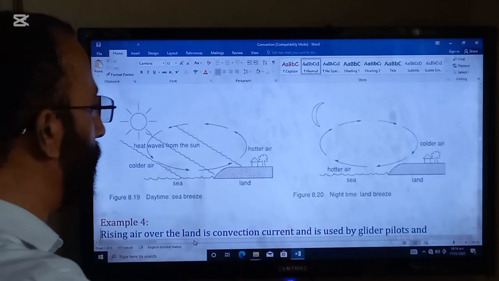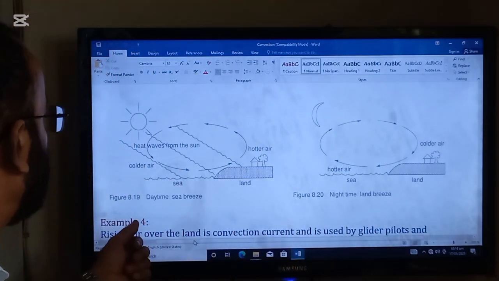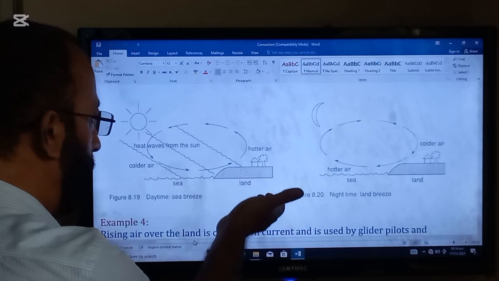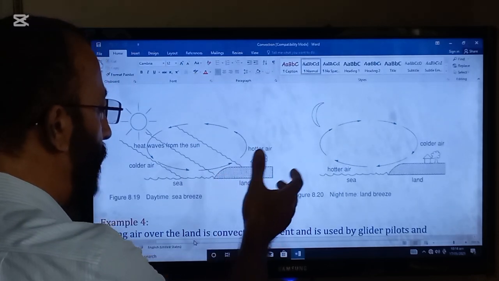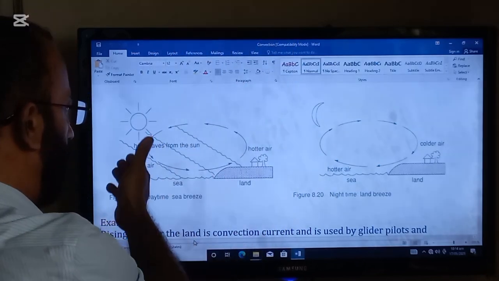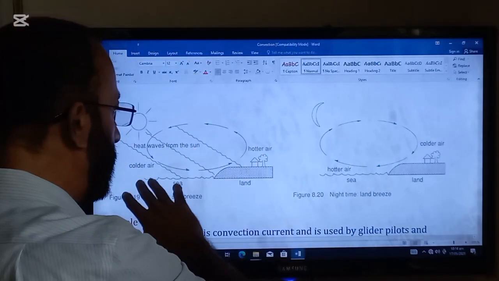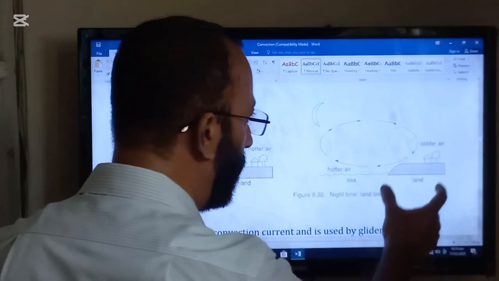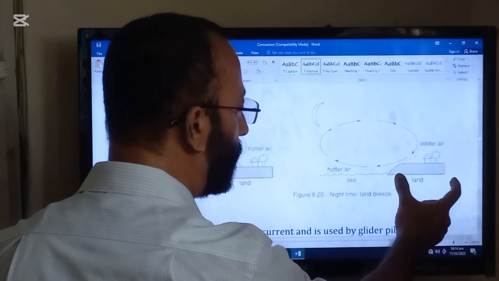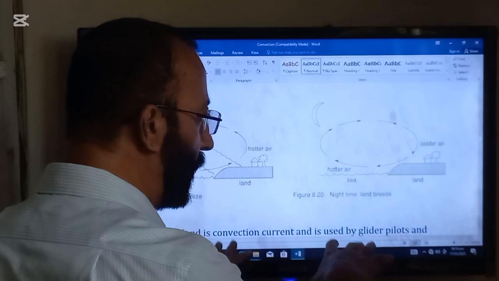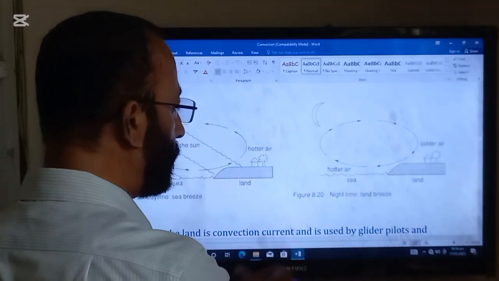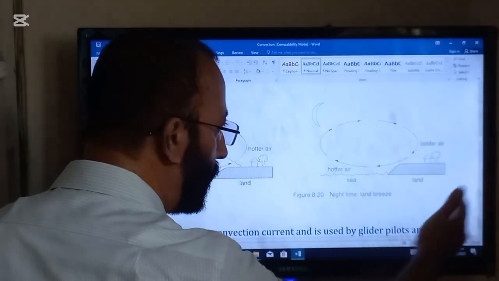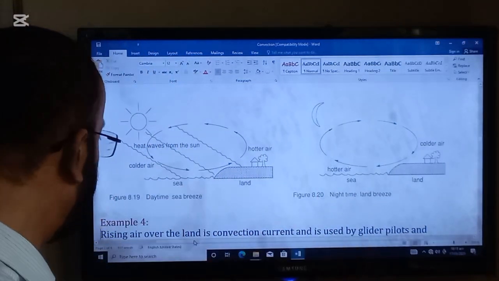This is the process which occurs during nighttime and daytime. In daytime, a sea breeze flows because land is hotter than the sea. Air above the land will get less dense and rise, and cooler air will move from the sea to the land. And at night, the reverse process will take place. Land will get colder, and sea water will still be hotter than the land. Air above the sea will rise, and cooler air from the land will move towards the sea. So this is how the winds move.